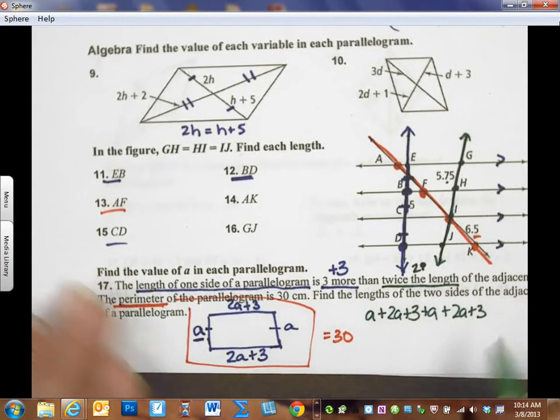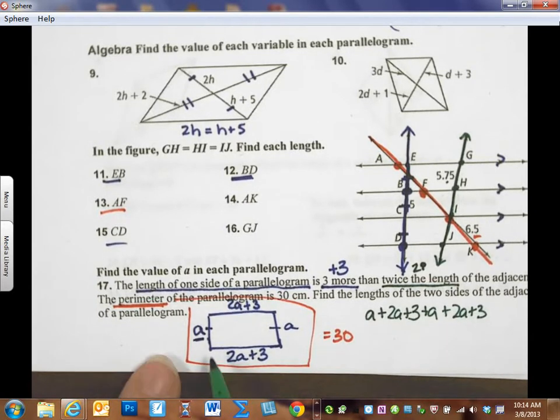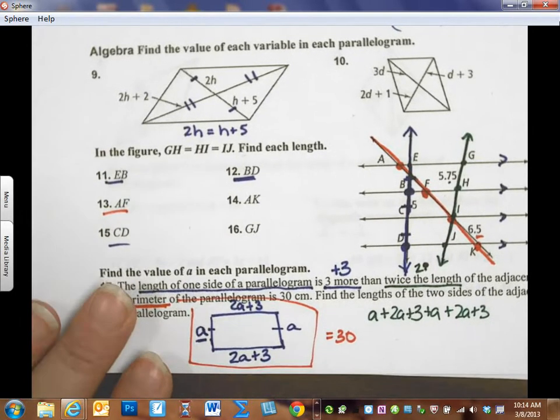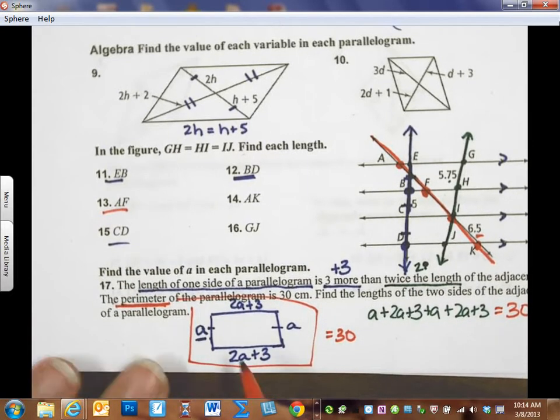Do you guys agree? Is that adding up all my sides? Is that adding this, plus this, plus this, plus this? And what does the perimeter equal? All the way around is 30. I know it's 30, but where do you get 9?